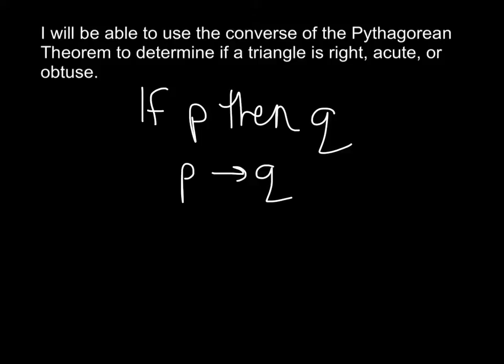But the converse of that would simply be the reverse, if Q then P. Not everything that's true one way is true the other. So if it's cloudy outside, it's not necessarily raining. And I'm sure you could think of a situation where it's raining and not cloudy, but I think you get the idea. So with the Pythagorean theorem, let's talk about what that conditional statement is, figure out the converse, and then discuss ways we can use that to determine whether a triangle is right, acute, or obtuse.